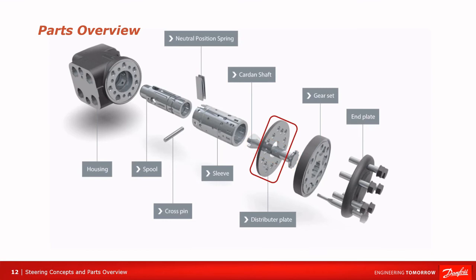The ports of the distributor plate direct flow from the housing to and from the 7 chambers of the gear set. The gear set meters the flow through the steering unit in proportion to the rotation of the steering wheel. The flow is led from the pump into each chamber of the gear set and out again to the cylinder port of the direction in which the steering wheel is turned. The gear wheel rotates in sync with the sleeve because of the cardan shaft and the crosspin.